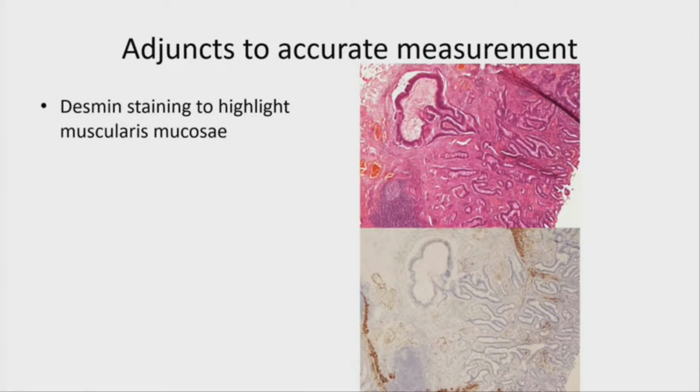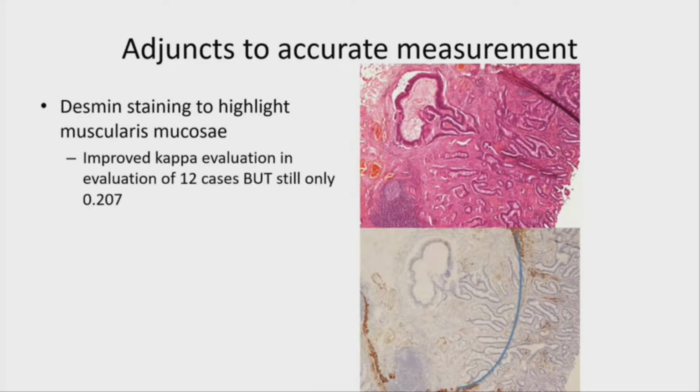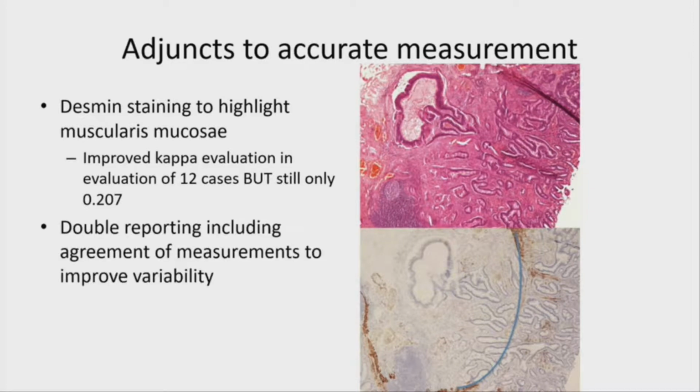We can use specific staining. This is Desmin staining, which highlights smooth muscle. And here we can see that it highlights the smooth muscle, allowing us to measure the depth of invasion. This improves the Kappa evaluation, but is still only poor. Double reporting may be helpful, including agreement of measurements to improve the variability.